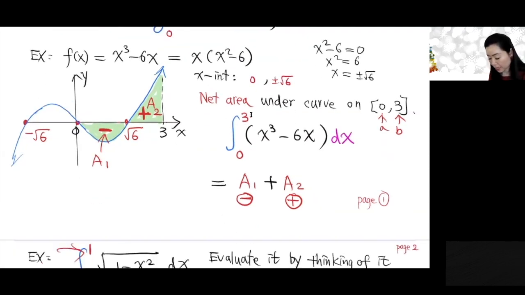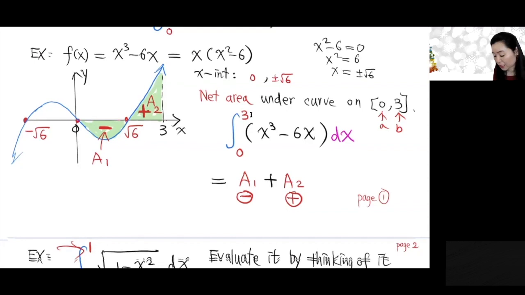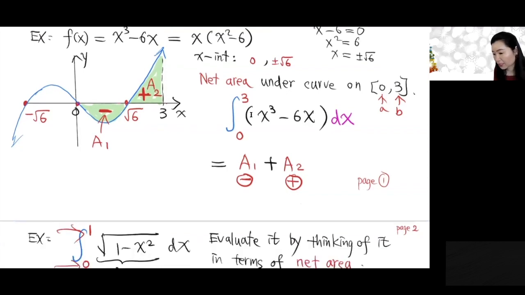So the net area under this curve on 0 to 3 right here, you have this area, you have A1 plus A2, where A1 here will be negative, okay? A2 will be positive, okay? Above the x-axis is positive. Below that, it will be negative, okay? So this integral is the sum of these two, okay?